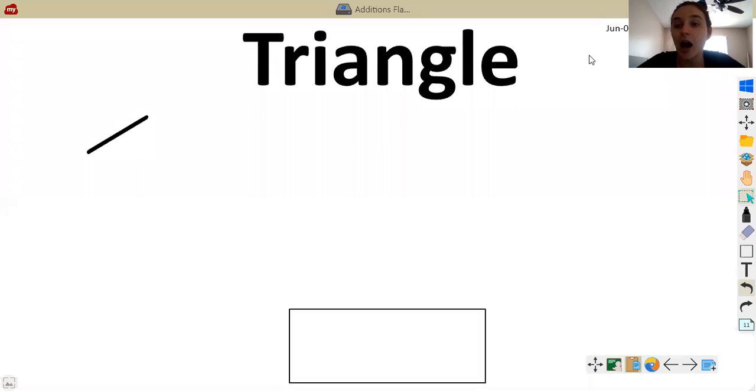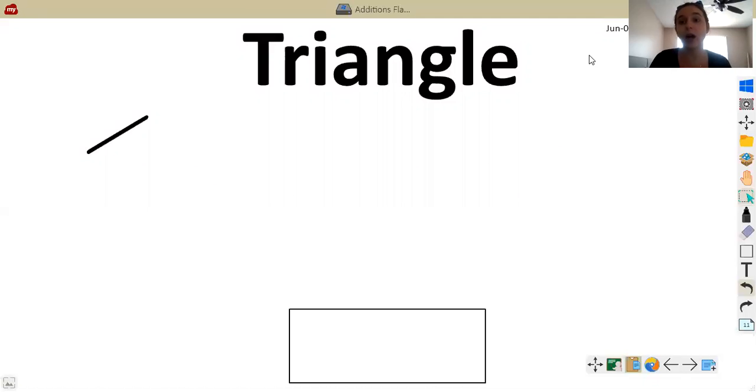All right, scholars, on my board, you will see that I have written the word triangle. And remember, a triangle is a shape that has 3 sides and 3 corners. A triangle is a shape that has 3 sides and 3 corners. Now, we just did an exercise where I gave you instructions, and first you guys stood up, then you touched your shoulders, and then the last thing that you did, you jumped up and down 3 times.